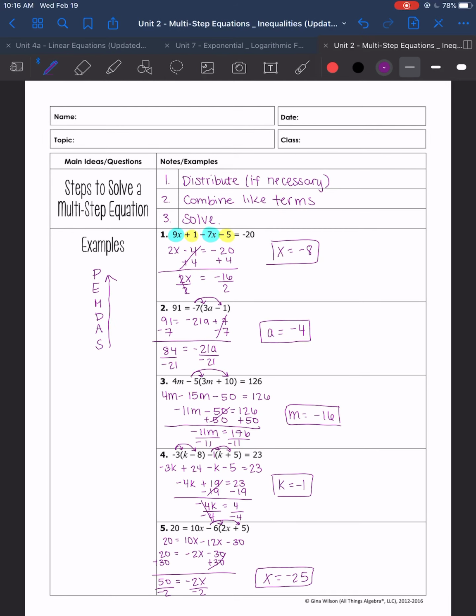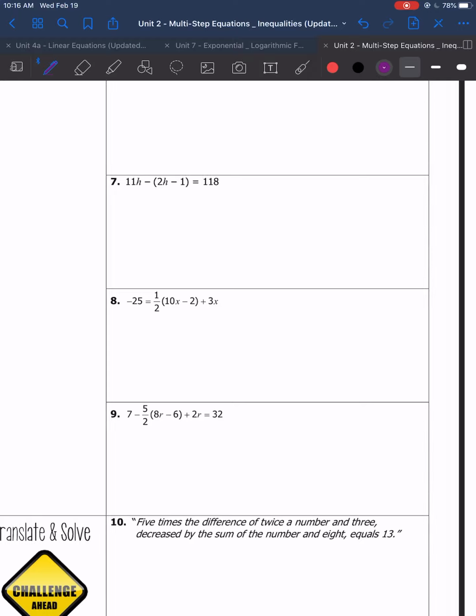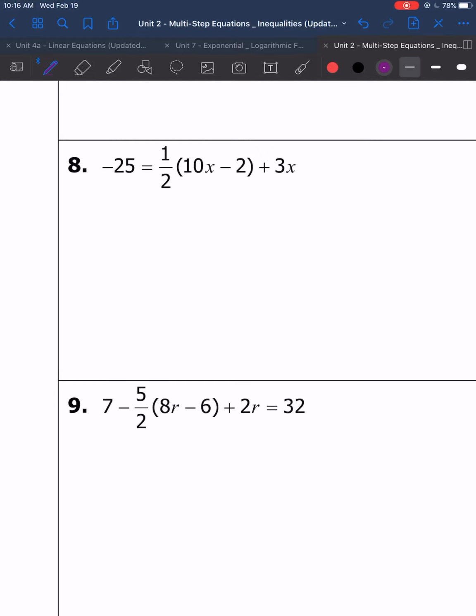There is one on the other page that I want to do with you. I want to do 8 and 9, and 6 and 7 are for you to do. I'll do 8 and 9 with you. So I'm going to distribute the 1/2. So 1/2 times 10x is 5x. And then 1/2 times negative 2 is negative 1. And then I have a plus 3x. So I have negative 25 equals 8x minus 1.